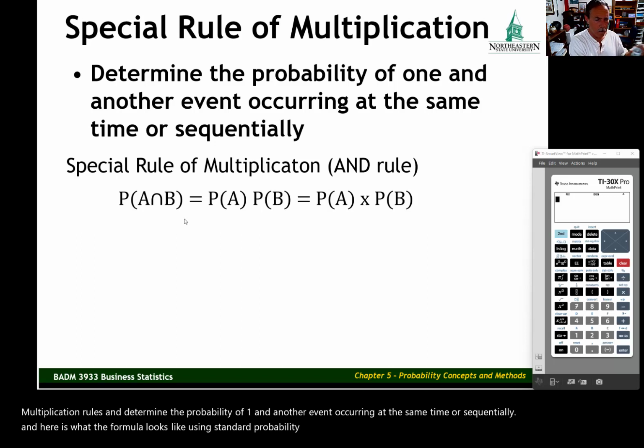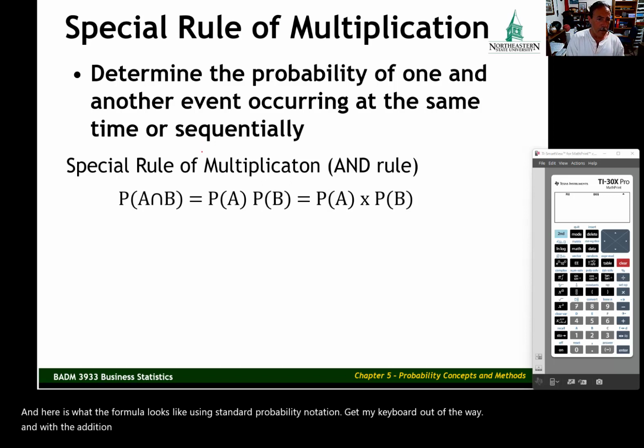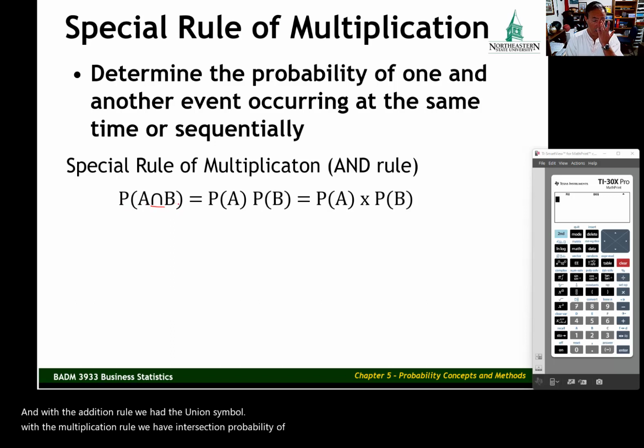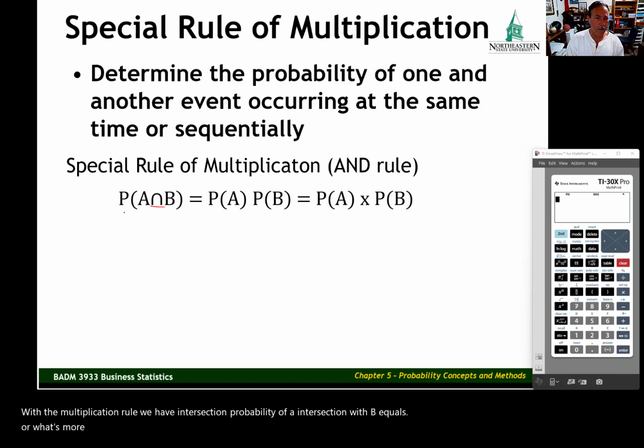With the addition rule, we had the union symbol. With the multiplication rule, we have intersection. Probability of A intersection with B equals, or what's more commonly and probably more meaningful as far as way to say this, probability of A and B. Probability of A and B equals probability of A multiplied by the probability of B.